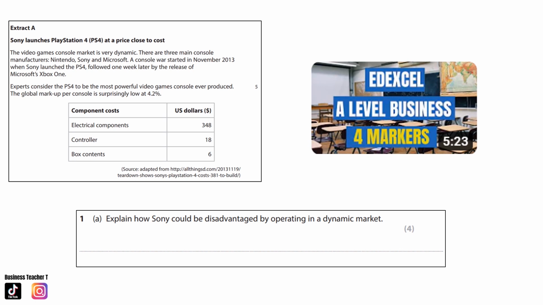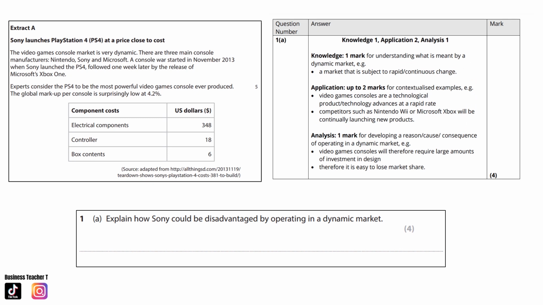You can pause the video if you'd like and attempt this question. So here is the mark scheme. For the knowledge mark, 1 mark, you need to show an understanding of what is meant by dynamic market, and you could have written something like a market that is subject to rapid or continuous change.